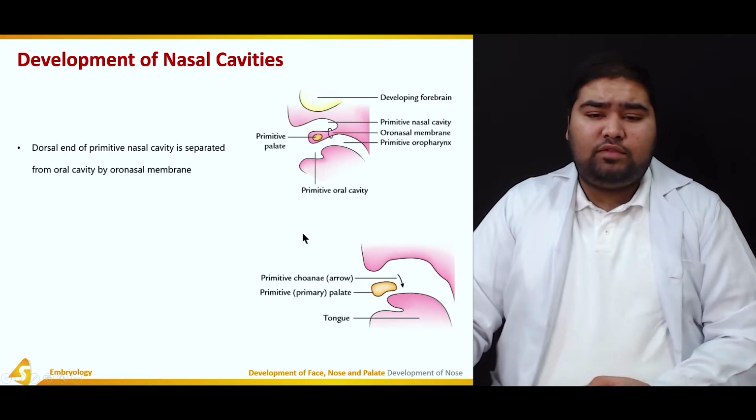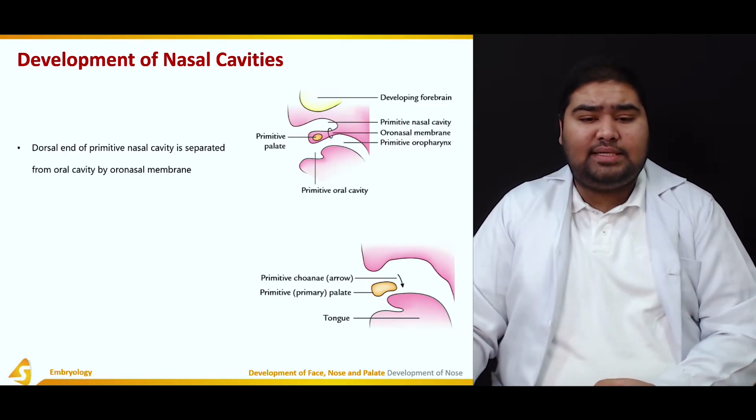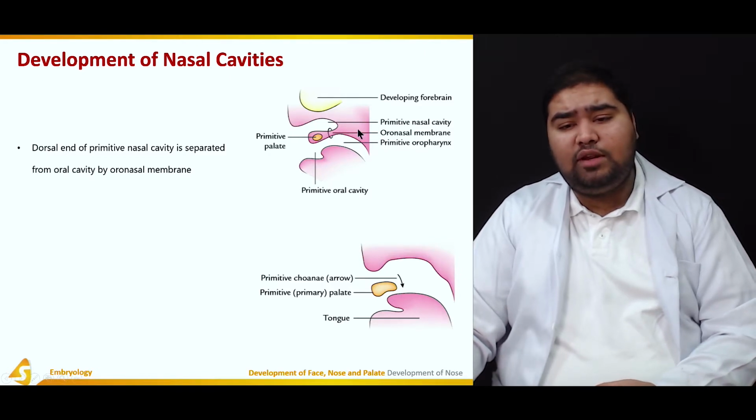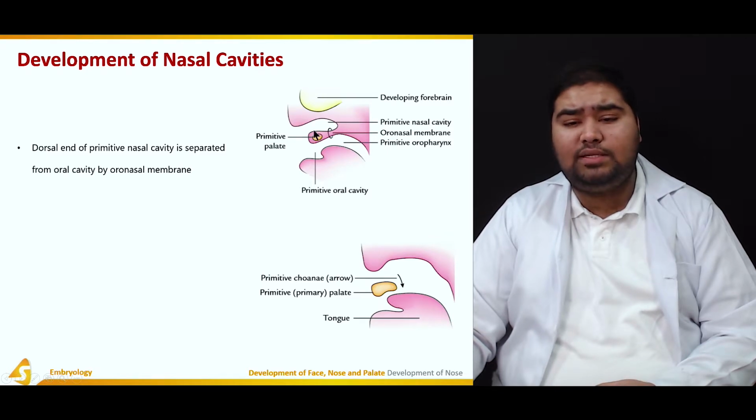Now the dorsal end of this primitive nasal cavity is separated from the oral cavity by the oronasal membrane. So referring to the figure again, this is the oronasal membrane, and the dorsal end of this nasal cavity is separated from the oral cavity by the presence of this oronasal membrane.